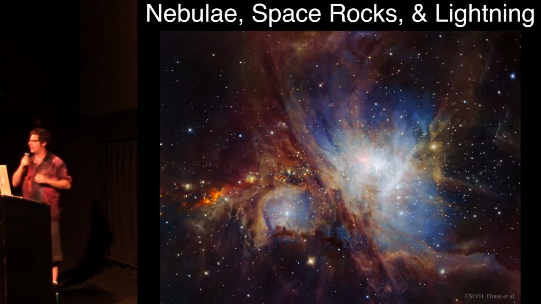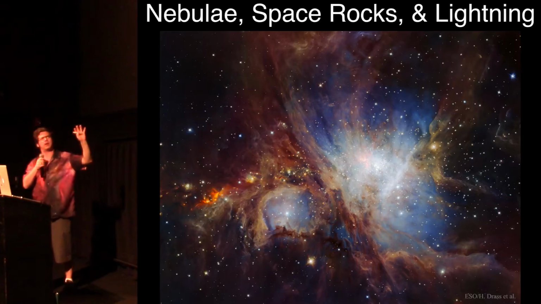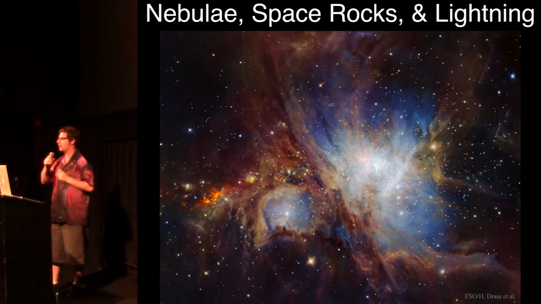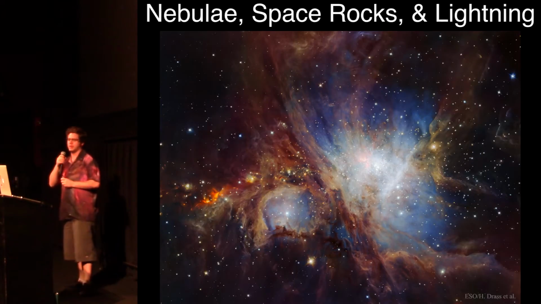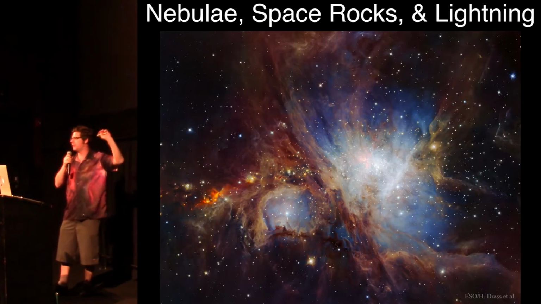This is an infrared image, so heat vision, basically. This was just released a couple weeks ago from a telescope down in Chile, the Very Large Telescope from the European Southern Observatory. And this is one of the deepest, most high-resolution images of the Orion Nebula.